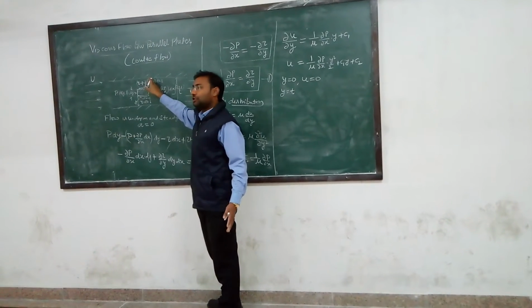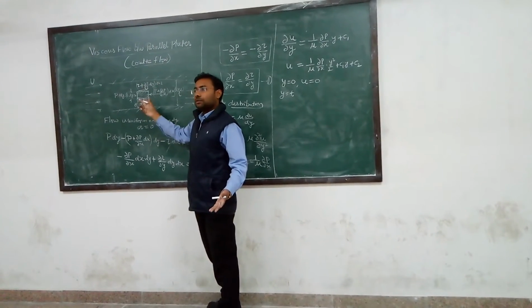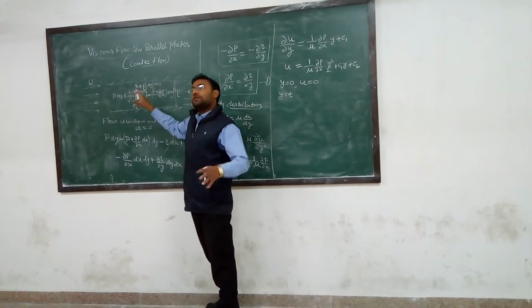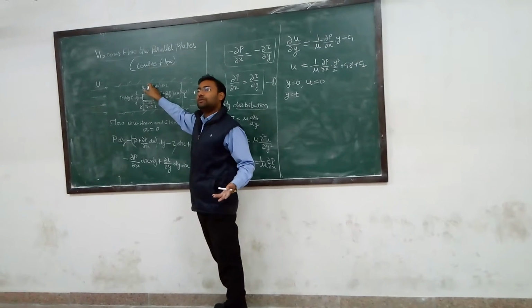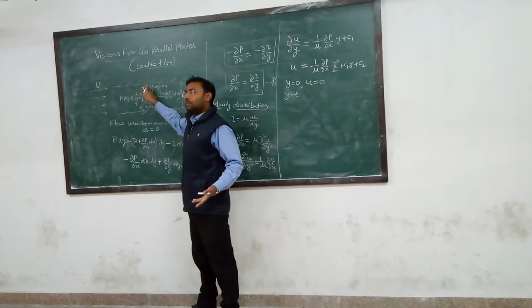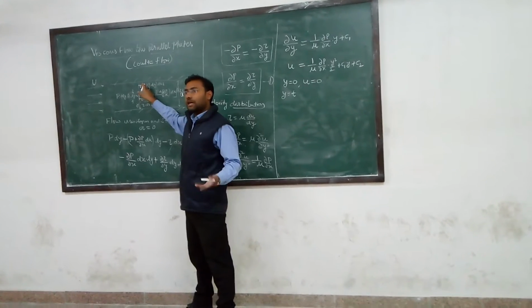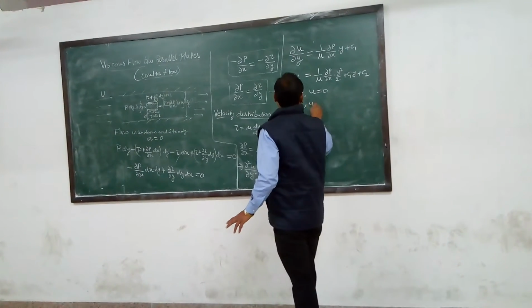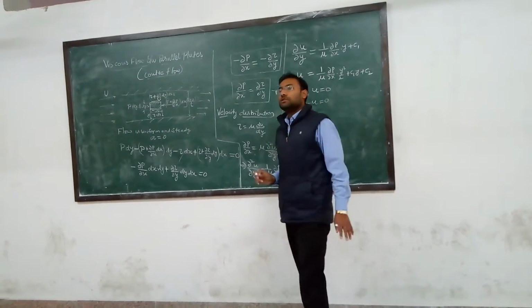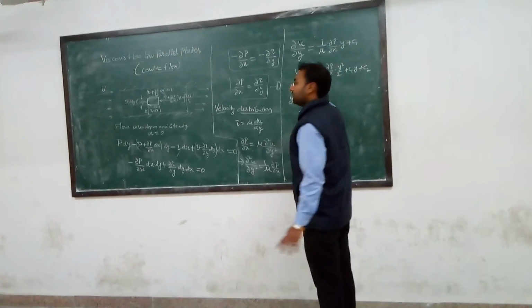At the upper solid surface, again velocity will be 0 because it is a fixed surface. Velocity with respect to this plate will be 0. If the plate is moving, then also relative velocity will be 0 because of the no slip condition. Clear? So at y equal to t, again velocity is equal to 0. Now substitute those boundary conditions.